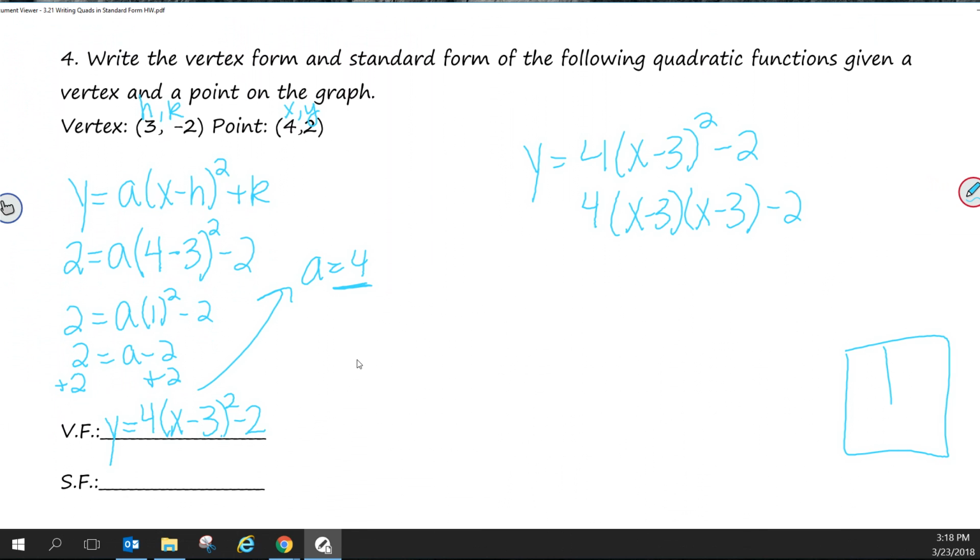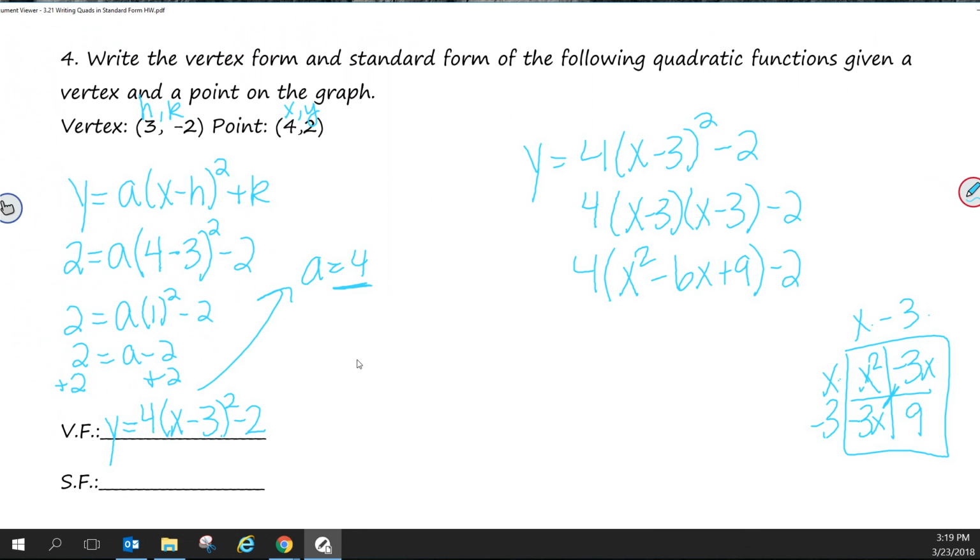Inside the box, I've got x - 3, x - 3. x times x is x^2. x times negative 3 is negative 3x. This negative 3 times x is also negative 3x. And negative 3 times negative 3 is positive 9. So this is 4, and my first term is x^2. My second term along the diagonal is negative 3 minus 3. That's negative 6x. And then plus 9 minus 2.